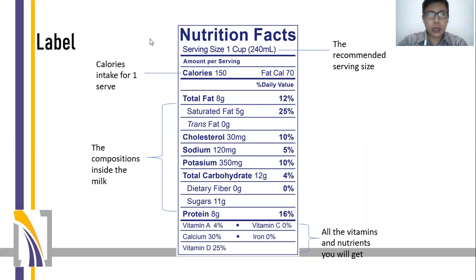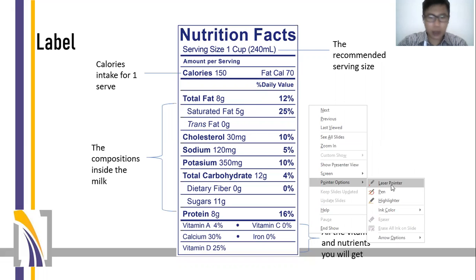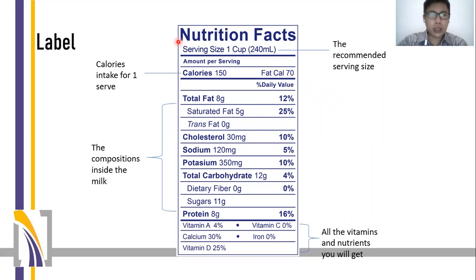So here we have everything about label. As you can see here, we have nutrition facts. This is a label of milk. In here, there is a serving size, which is 1 cup. Serving size means the recommended serving size for each take. It could be also for each day. So if you see this, that means you're only supposed to take about 240 milliliters for one sitting.